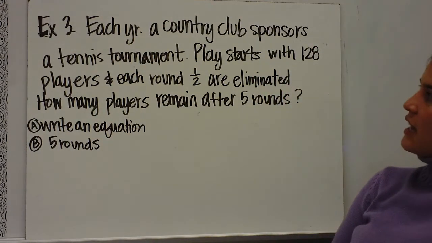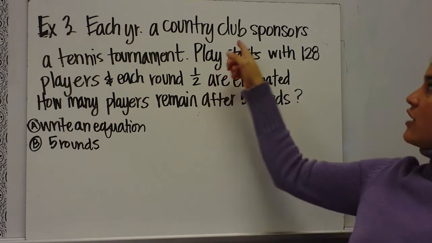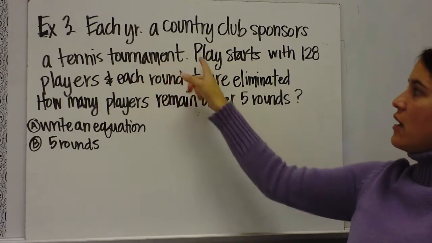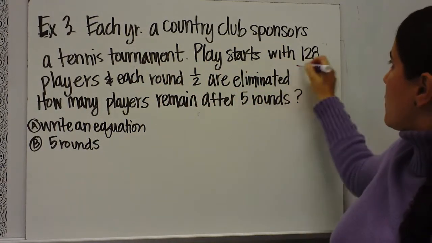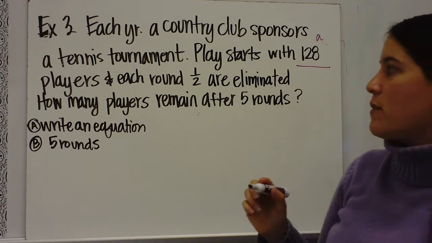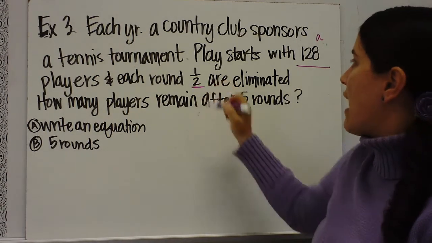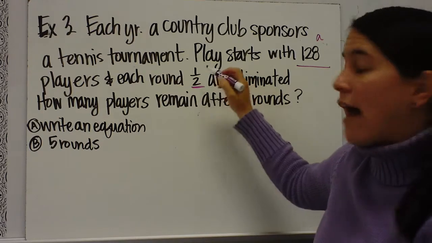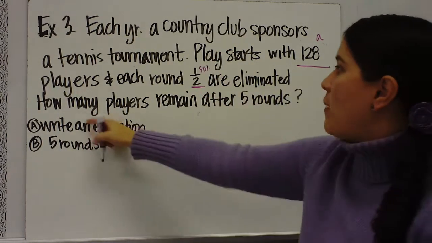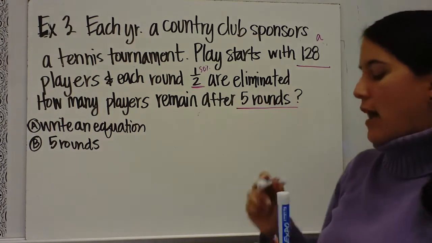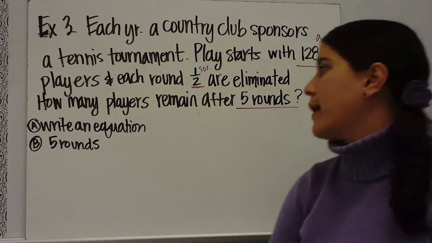Example 3. Each year, a country club sponsors a tennis tournament. Play starts with 128 players. So that would be your initial amount. And each round, half are eliminated. So one half, which would be 50%. How many players remain after 5 rounds? So there's your time that we're talking about.